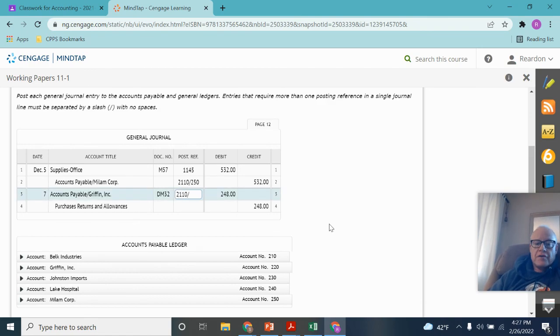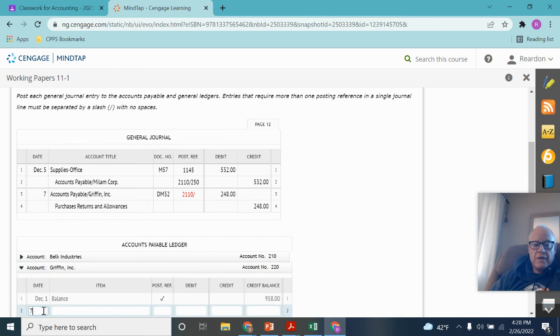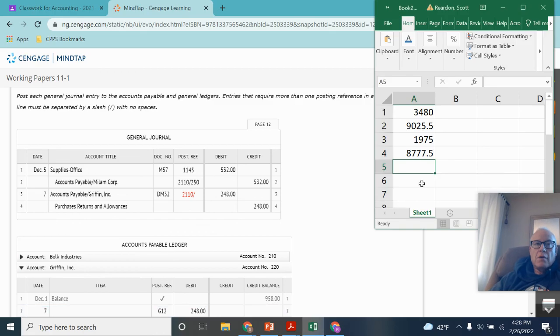That is account 2110 slash, because I also have to record that to Griffin Incorporated. Can you tell me that I put, yeah, that's 7th. Okay, I got that right on. 7th, G12, debit 248. And I'm in the subsidiary ledger now. Don't get confused as to why are we posting this twice? Well, because one's, again, general ledger, we're only posting once. Our debits are going to equal our credits. We also have to record our subsidiary ledger, which is the detail for accounts payable.